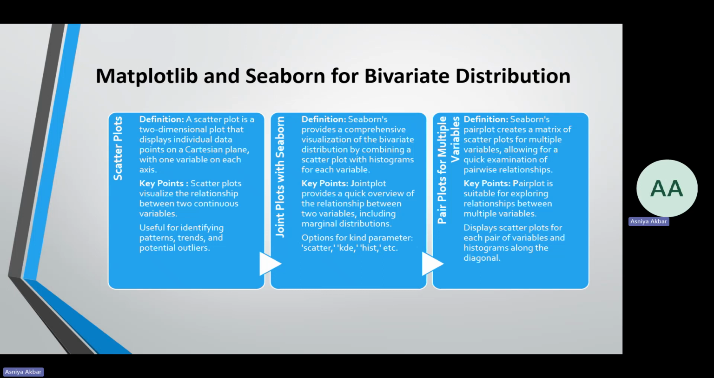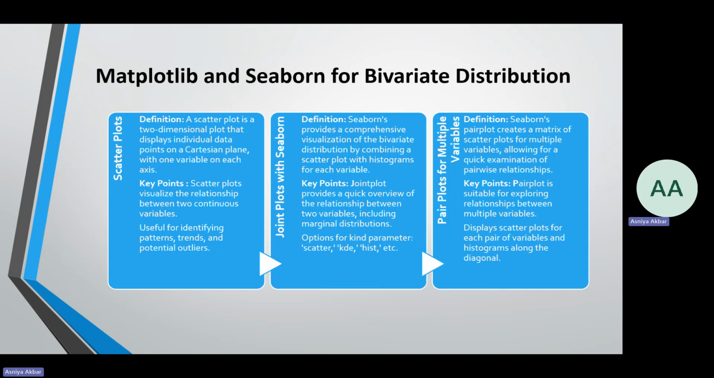And then we have joint plots with Seaborn. So a Seaborn joint plot provides a comprehensive visualization of the bivariate distribution by combining a scatter plot with the histogram for each variable. And the joint plot provides a very quick overview of the relationship between two variables, including marginal distribution and options for the kind parameter, such as scatter, KDE, and hist.